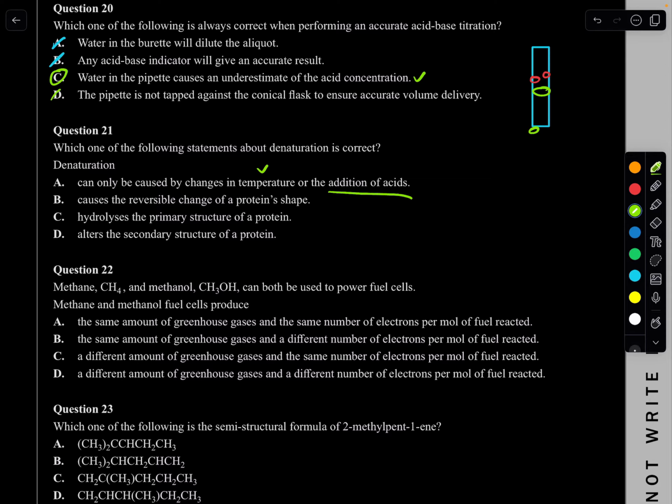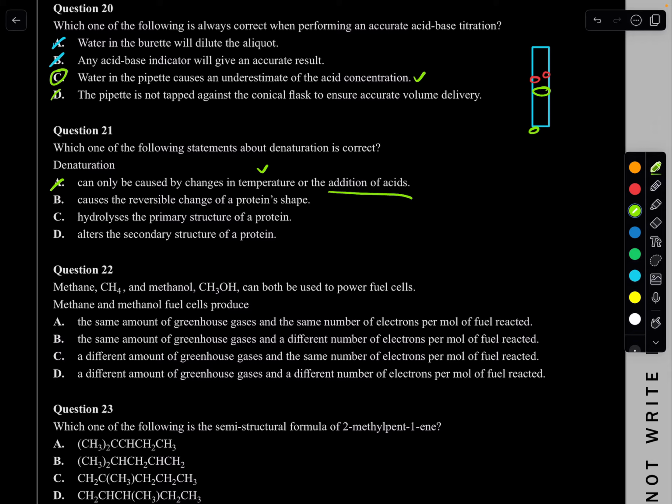What about the addition of bases? Isn't that going to increase the pH? And hence, if you increase the pH, it also denatures it. So this is actually a wrong statement. If it said it changes in temperature or changes in pH, that's your right answer. But it just says addition of acids, which doesn't consider the wide variety of answers.